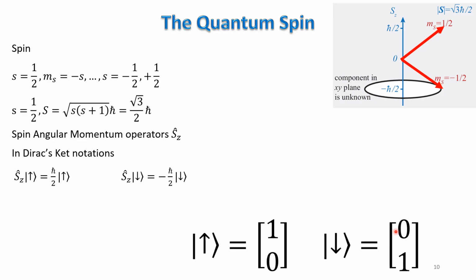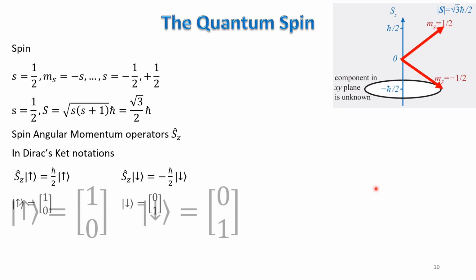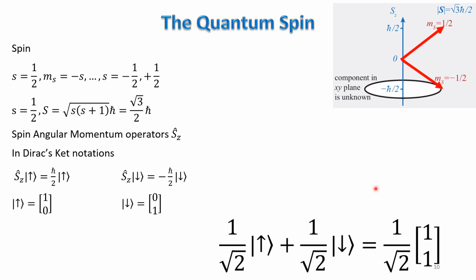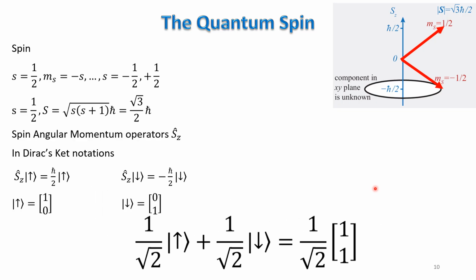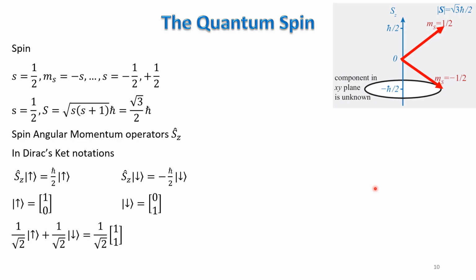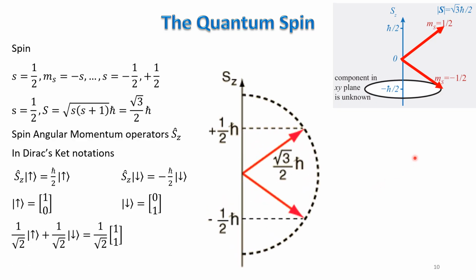Now here we will represent the ket spin up by a column matrix 1 0, and spin down ket as 0 1 column matrix. The superposition of the two can be represented by this equation, and this is how Sz is being represented. Now we have to talk about Sx and Sy also. We will generalize that in the next slide.